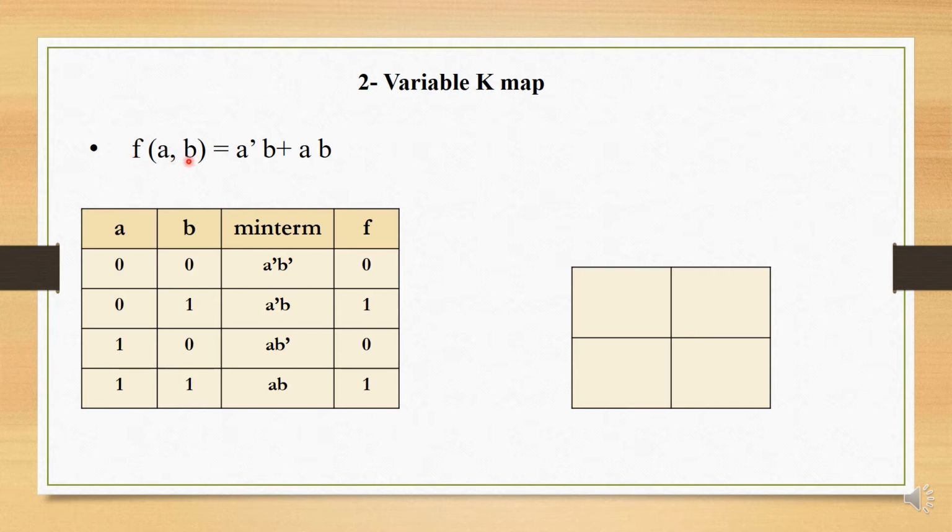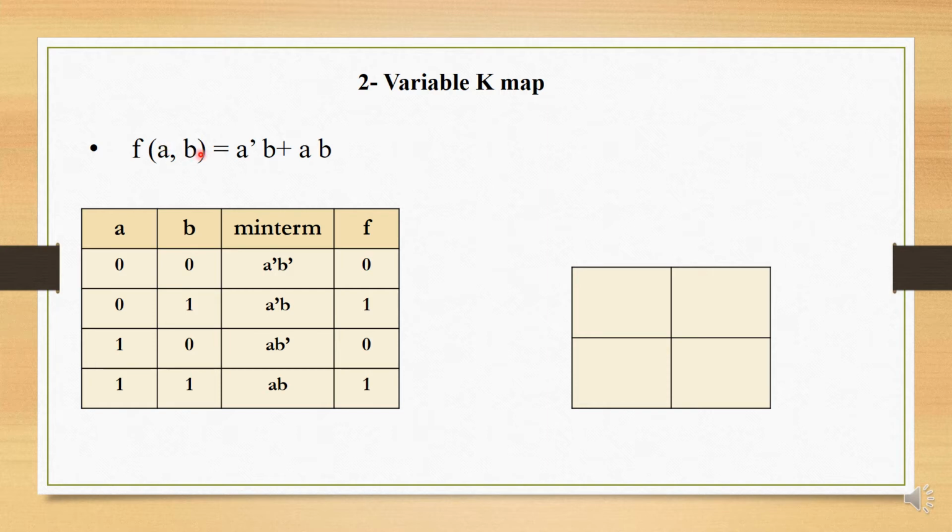F of a comma b. So the input variables are a and b here. It is a two variable function, and f of a comma b is equal to a bar b plus ab. Let us now see how to represent the Boolean expression in the K-map.